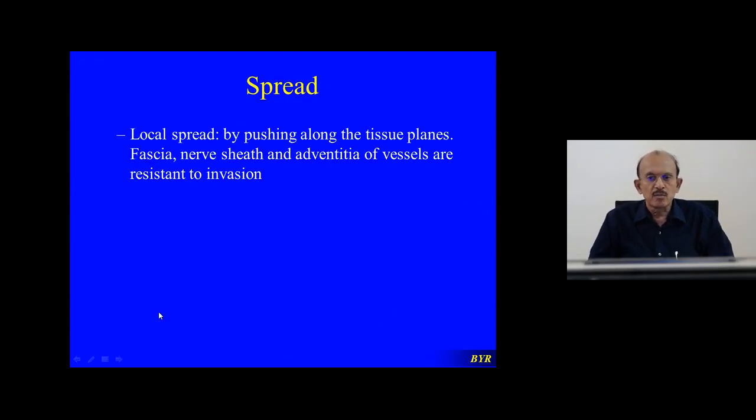Spread: local spread by pushing along the tissue planes. Fascia, nerve sheath, and adventitious vessels are resistant to invasion, so they just spread by pushing along the tissue planes. Carcinomas infiltrate. If any fascia is there, they simply infiltrate and go beyond that. But sarcomas usually push the surrounding tissues and gradually spread.